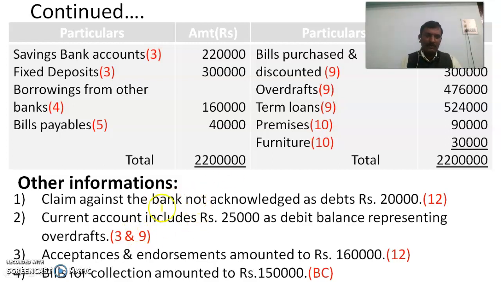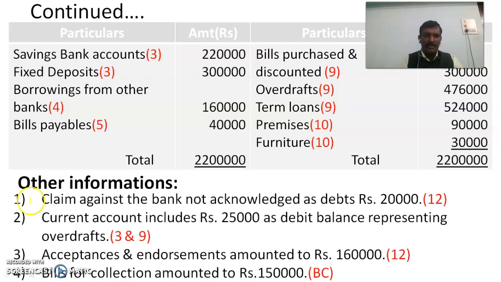Then come to the other information. As far as the claims against the bank are not acknowledged as debt, it is an item of contingent liabilities, which is to be taken under schedule number 12. Then current account includes 25,000 as debit balance representing overdraft. So this other information is an item of contra entry.